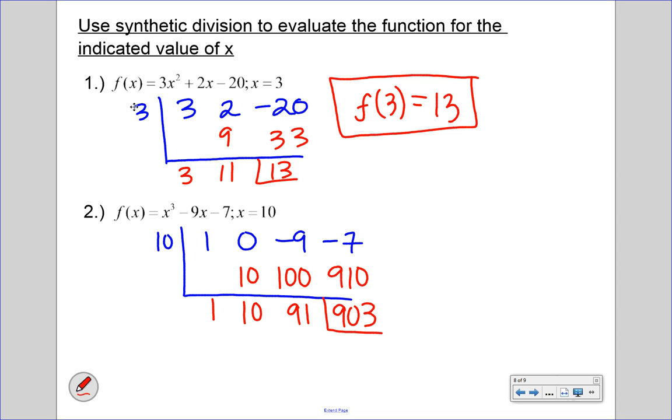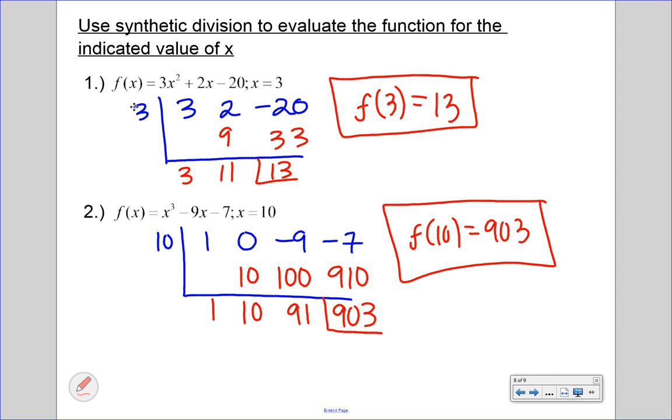It's a very quick way, if you don't have a calculator, to plug in and evaluate this. So f of 10 is going to be 903. And there it is for synthetic division.